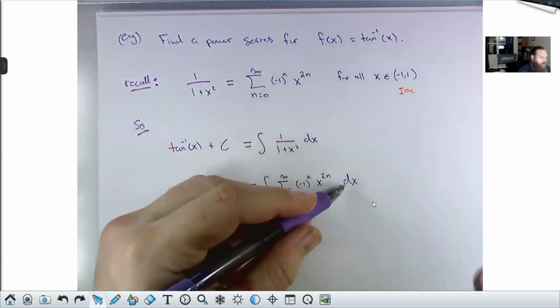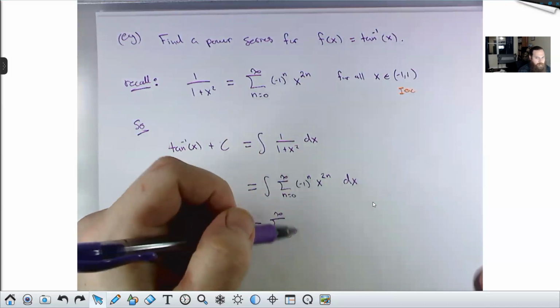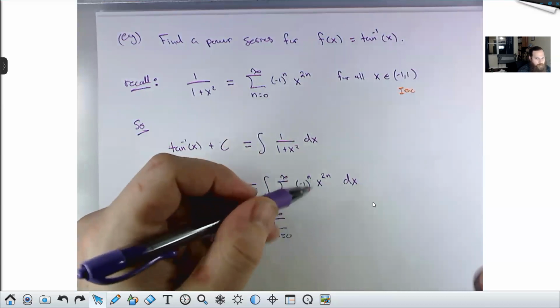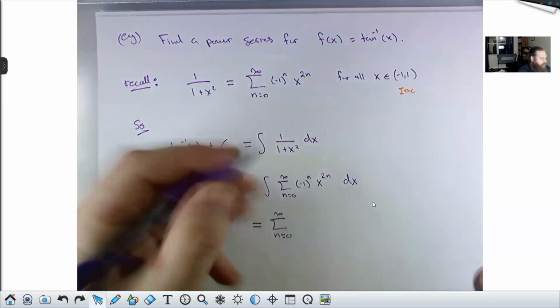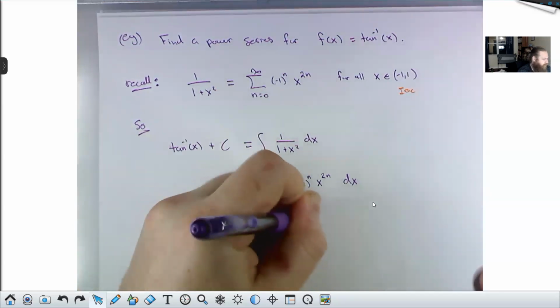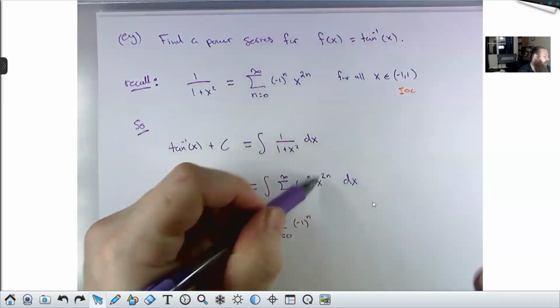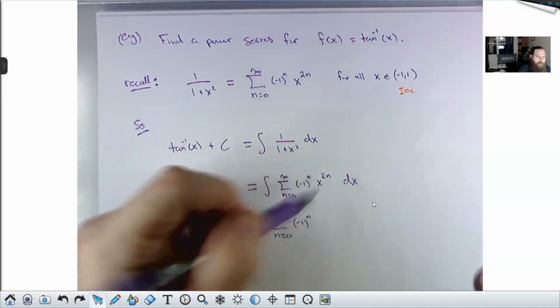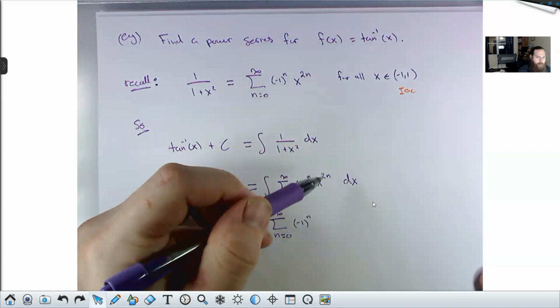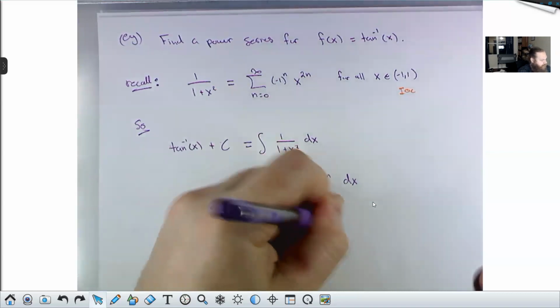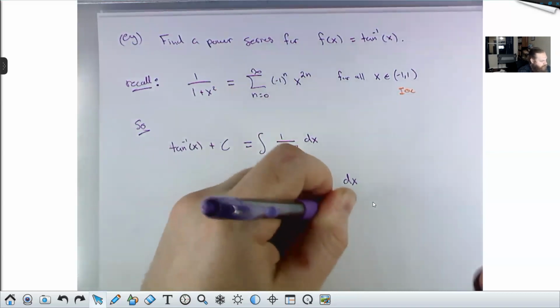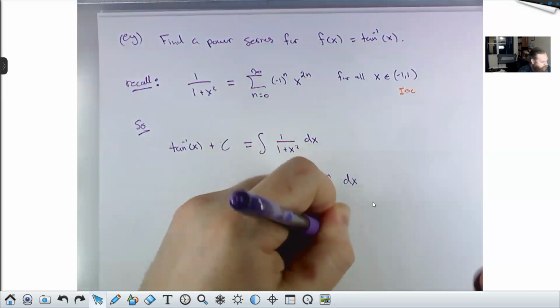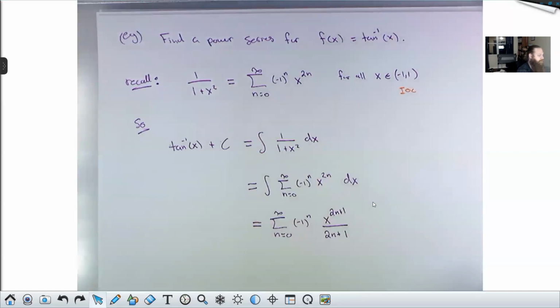(-1)^n doesn't have any x's in it. With respect to the dx integral, (-1)^n is a constant. You're just chilling. x to the 2n though, that's not a constant. That has an x in it. And the way I integrate a power of x is by adding 1 to that power and dividing by the new power.